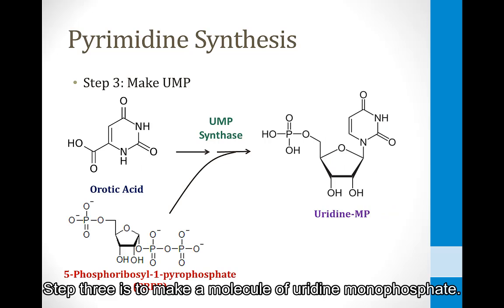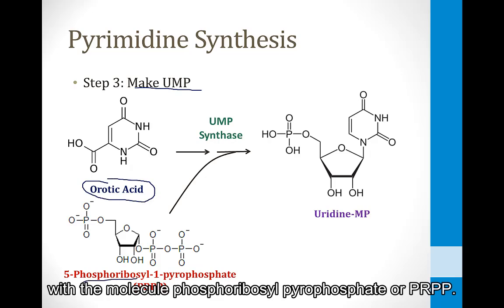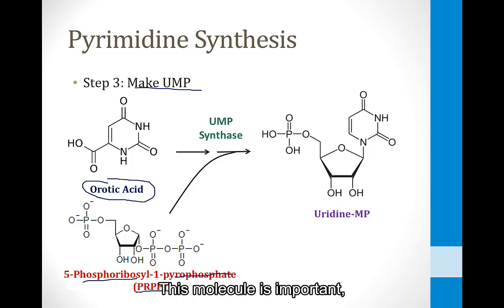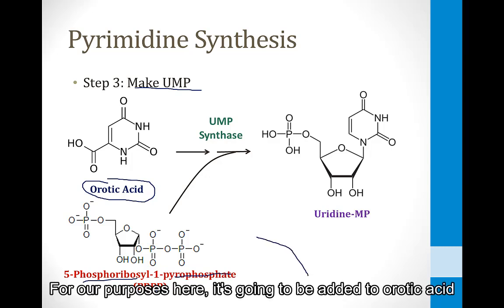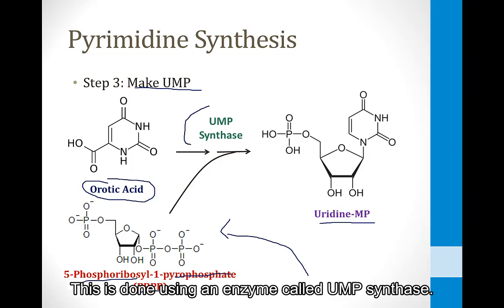Step 3 is to make a molecule of uridine monophosphate, and this is done by combining orotic acid with the molecule phosphoribosyl pyrophosphate, or PRPP. PRPP may be familiar to you from purine synthesis. This molecule is important both for pyrimidine and purine synthesis. For our purposes here, it's going to be added to orotic acid in order to create a molecule of uridine monophosphate. This is done using an enzyme called UMP synthase.